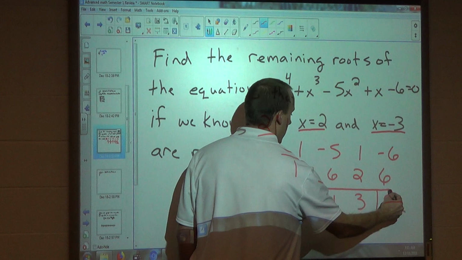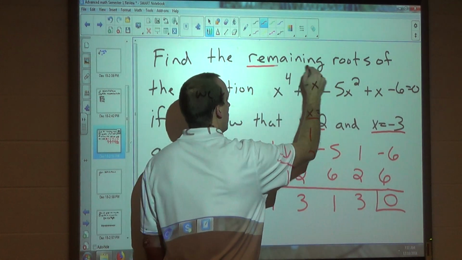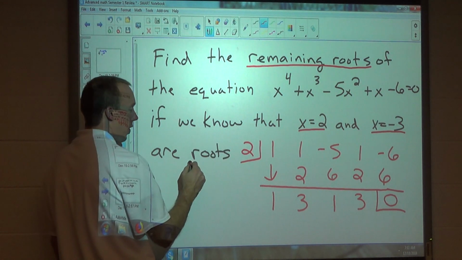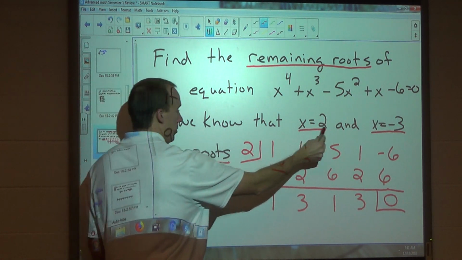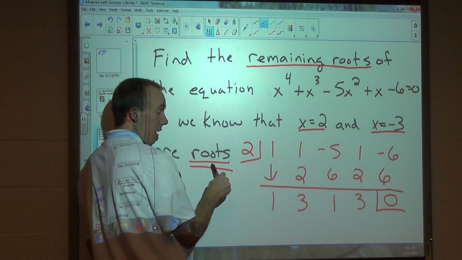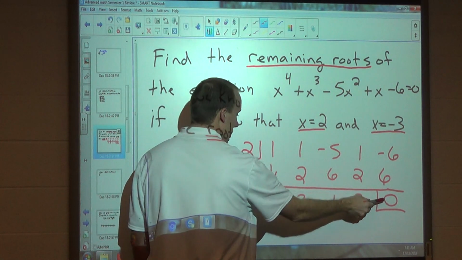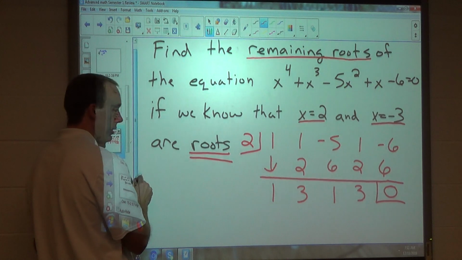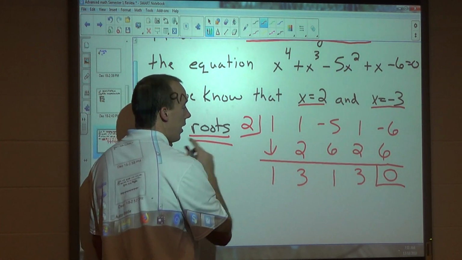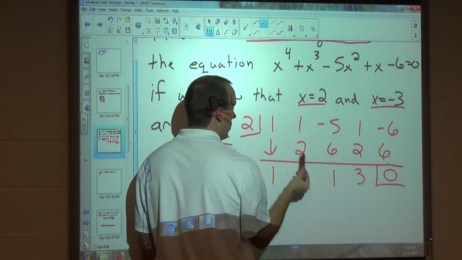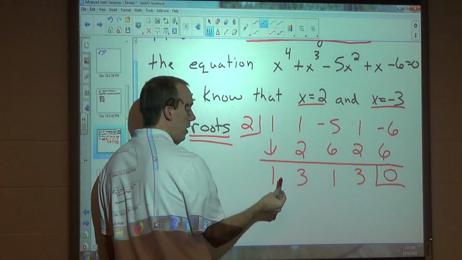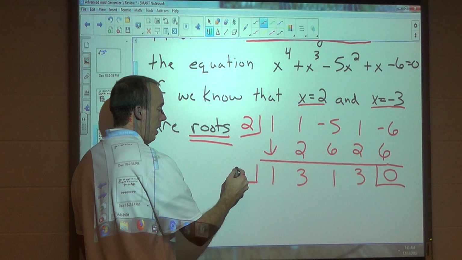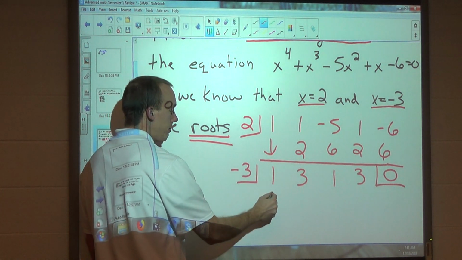And this has to happen every time if we're looking for the remaining roots, because if these numbers are roots, that means it's a factor, which means that the remainder is always going to be 0. If you don't get 0, that means you got to recheck it and redo it again until you get 0. Okay, now I had 1, 2, 3, 4, 5 terms. I broke out an x value, so now I'm down to 1, 2, 3, 4 terms. I'm going to try to break another x value out of there.